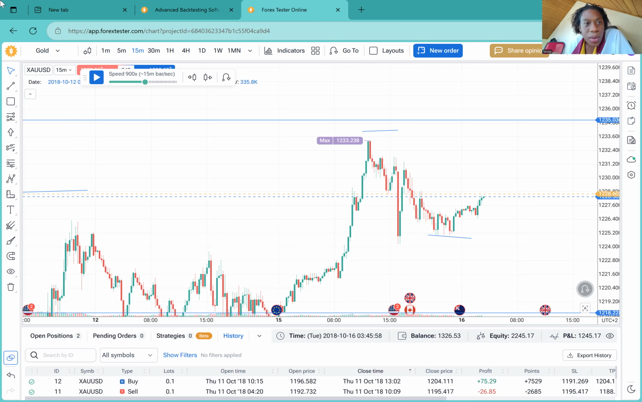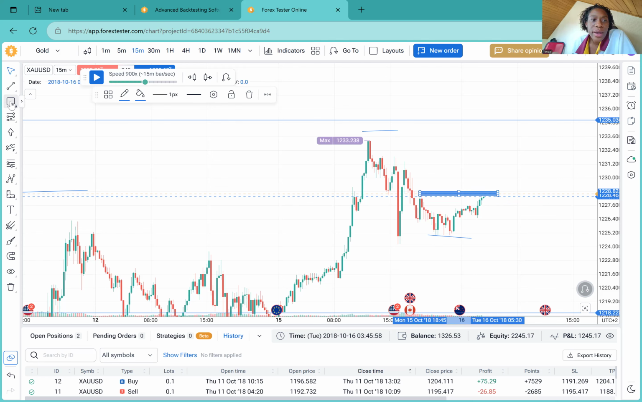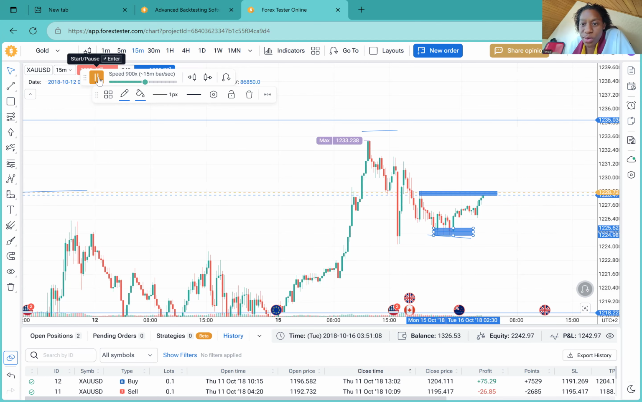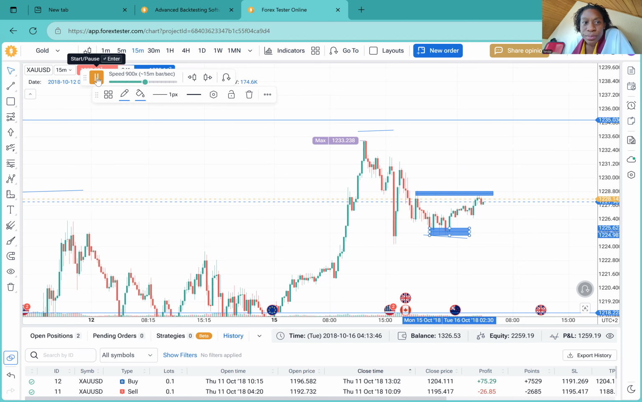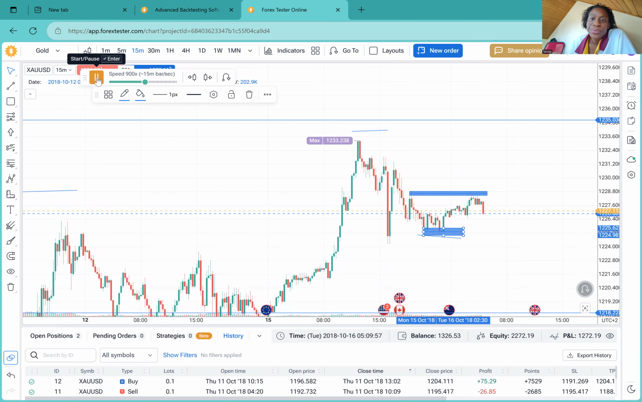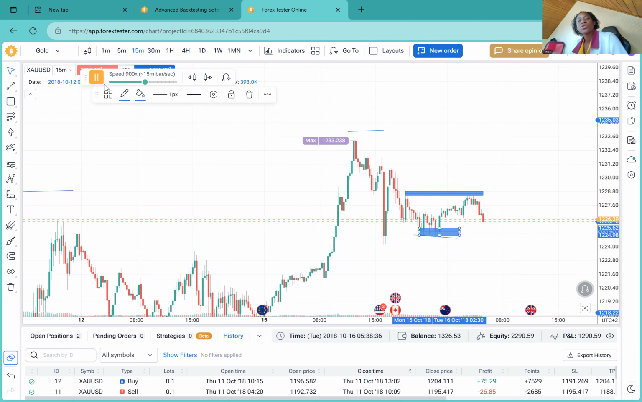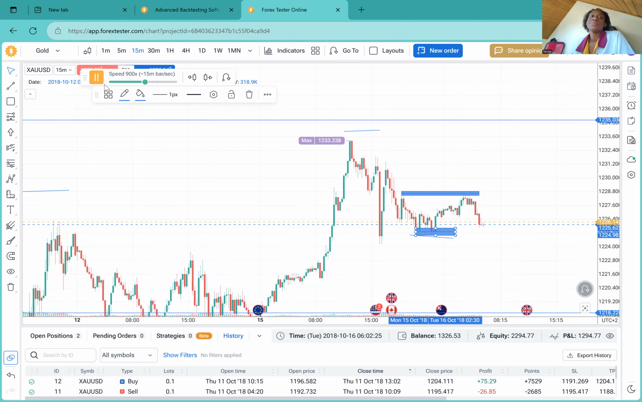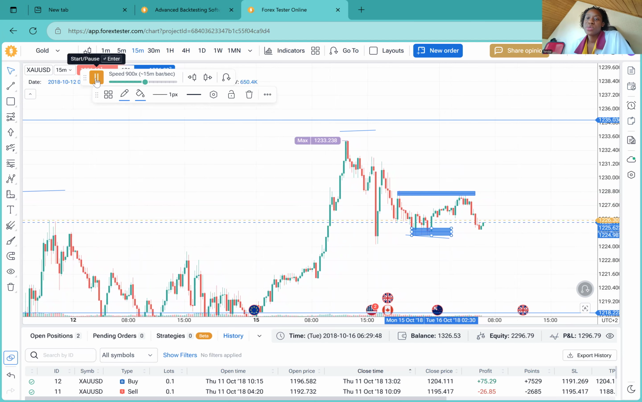So I would say our last higher high was here, right? This was our last higher high. And if price breaks this higher high, then we are definitely up. We'll definitely be in the trend. So let's see what price wants to do. If price wants to continue going down, by all means, we can allow it to go down.